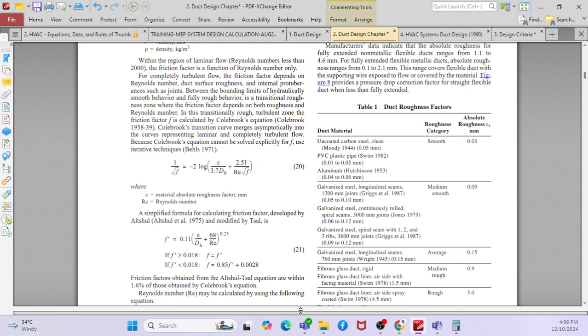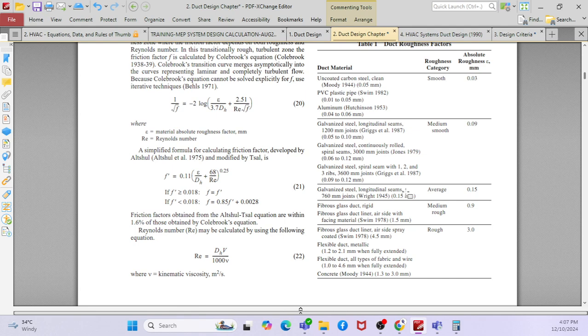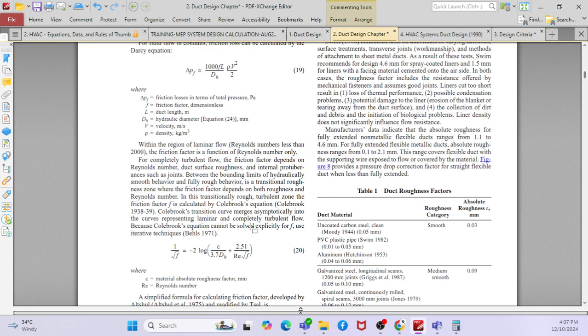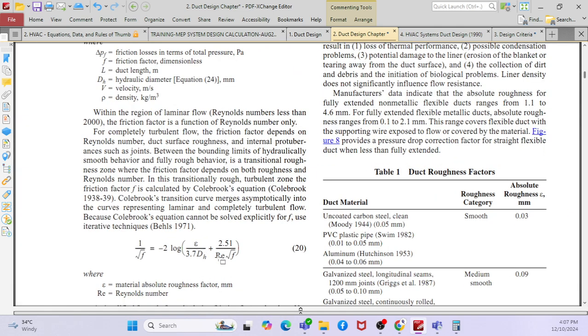Now you can see the duct roughness factor depends upon the different duct material. You may use carbon steel, sometimes galvanized steel, you may use longitudinal seams. So it depends upon different factors. You have an absolute roughness value. How do you calculate this friction factor? This friction factor is based on the roughness, you can see the roughness here, and based on the Reynolds number.